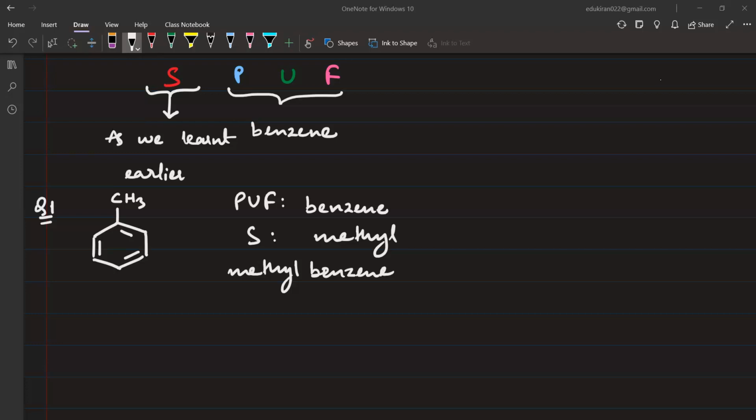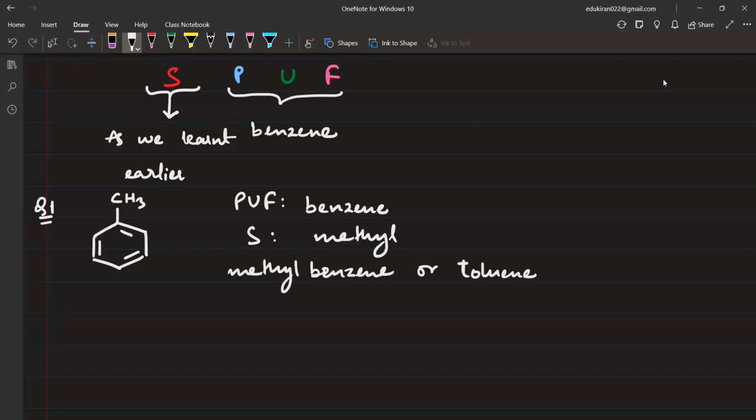Now you have to add on some knowledge here. You can write this as methyl benzene, or there is a short name for the complete fragment, CH3 with benzene. That is known as toluene. You can use methyl benzene perfectly fine. There is no issue in that. But you can also use toluene, and many of the textbooks will use toluene. So you have to remember toluene also.